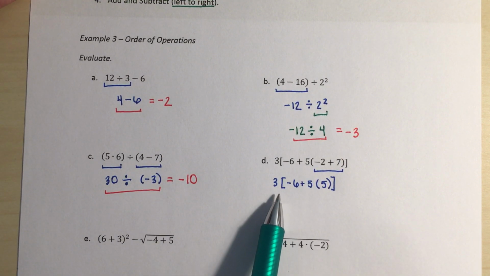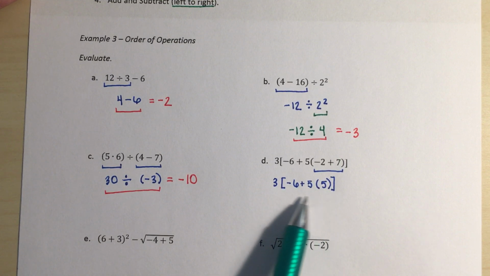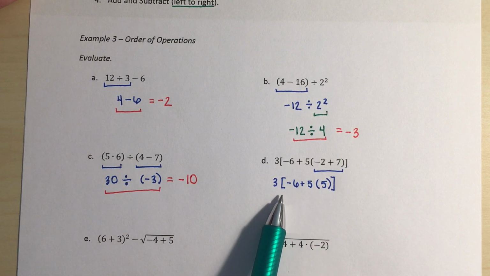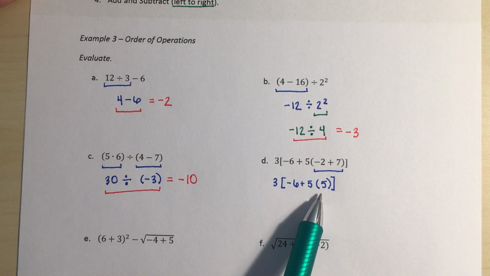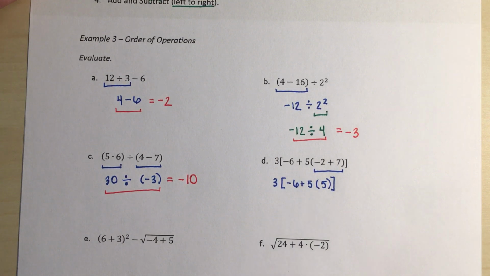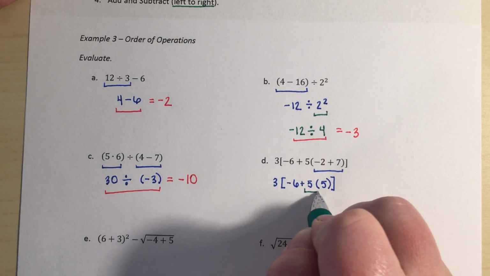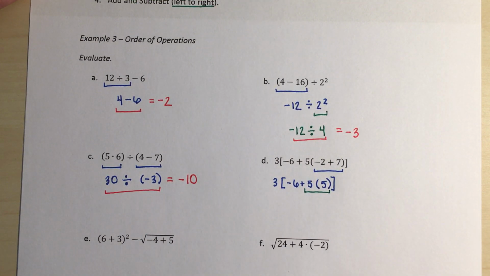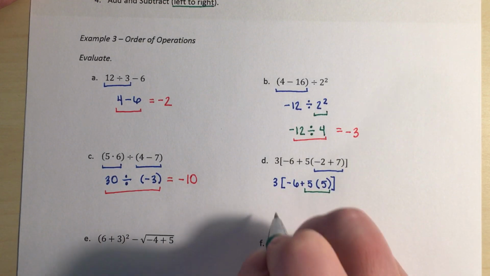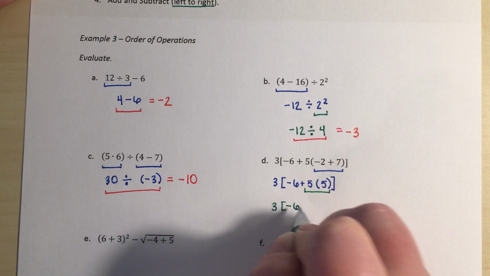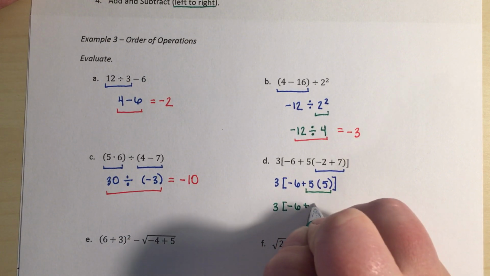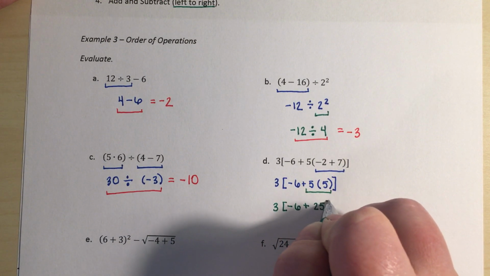So now I'm looking at these square brackets as my next set of grouping symbols. So we want to take care of what's in here before we deal with that 3 that's outside. In here, we have an addition and we have a multiplication. Multiplication comes first. So next we're going to multiply this 5 times 5. So we're going to keep our 3 out front. We have a -6. Plus 5 times 5 is 25.